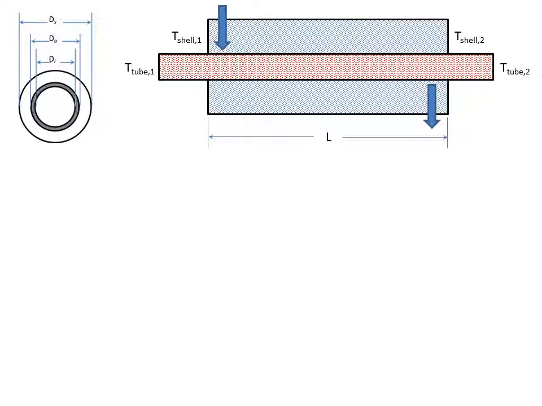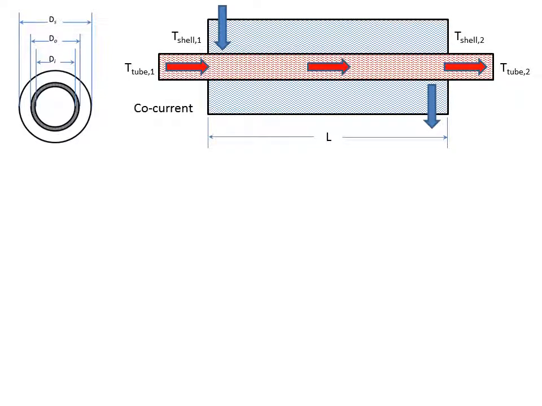We have a tube running through an outer tube. The inside tube has an inside diameter D sub I, has an outside diameter D sub 0, and the shell will have a diameter of D sub S. We have liquid flowing into the shell and out, and we also have liquid flowing inside the tube and leaving.